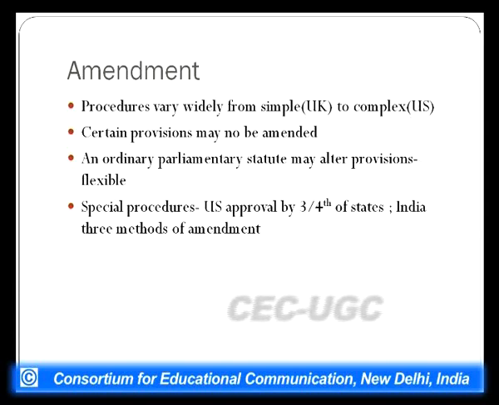Too complex is the US example. There's a special procedure. The amendments have to be introduced by 3/4 of the members, then passed by at least 3/4 of the states. So these are quite rigid amendment procedures, mainly done to ensure in a federation that the center does not usurp the rights of the states.